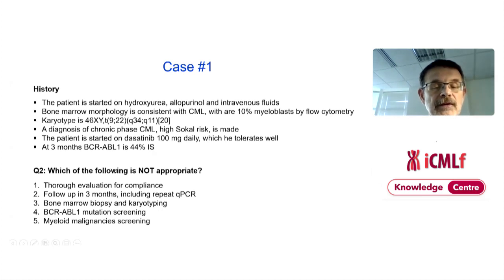Which of the following is not appropriate? Thorough evaluation for compliance; follow-up in 3 months, including repeat qPCR; or bone marrow biopsy and karyotyping, mutation screen, myeloid malignancy screen. I would argue you cannot send this person home. You really have to look at what's going on here. So really everything else but number 2 is appropriate.